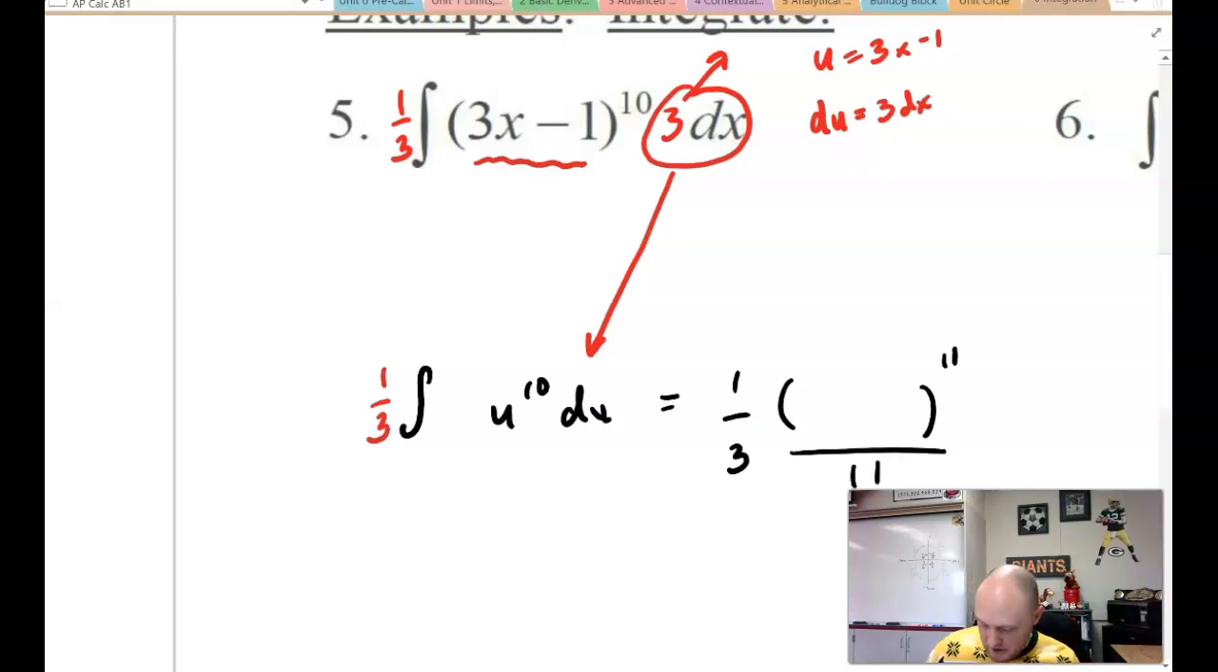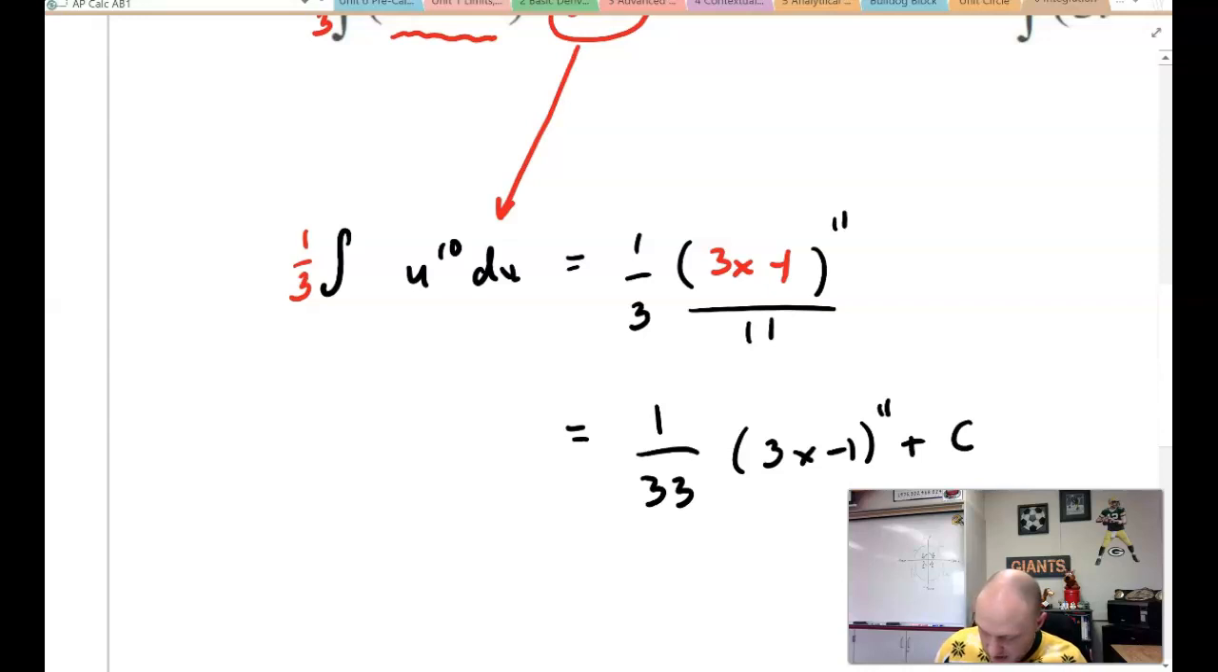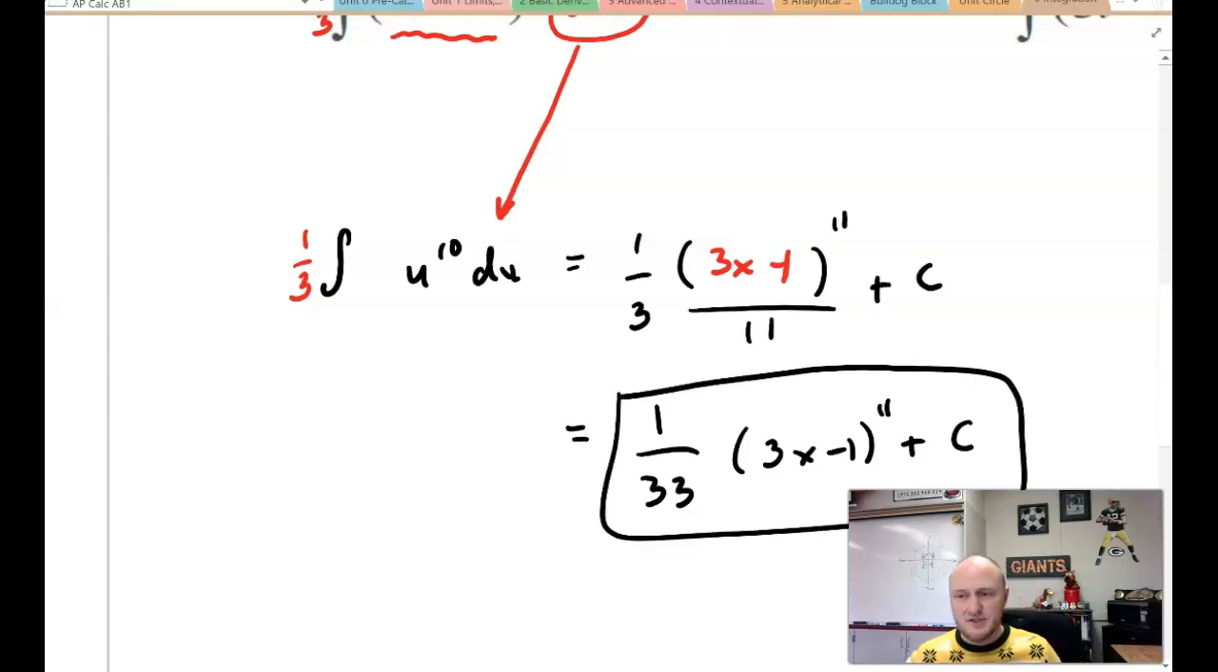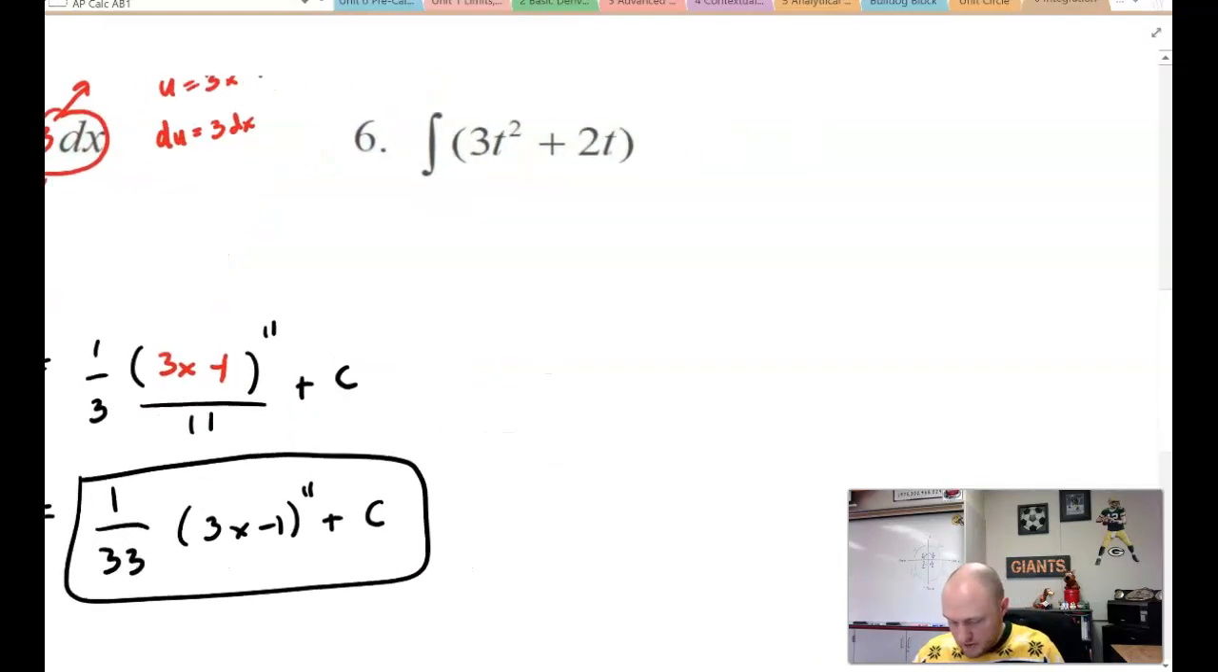All right, but u is 3x minus 1. Now I'm going to plug that back in. 3x minus 1. Okay, so our answer here is 1/33 times (3x minus 1) to the power 11. And we have a plus c on the end. Don't forget that. Okay, so there's example 1. Let me go ahead and show you another example.